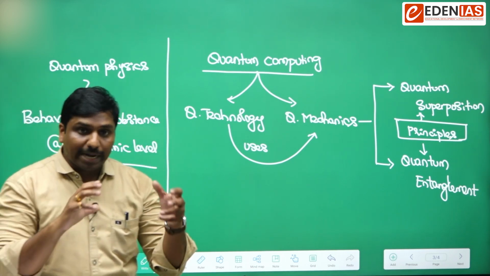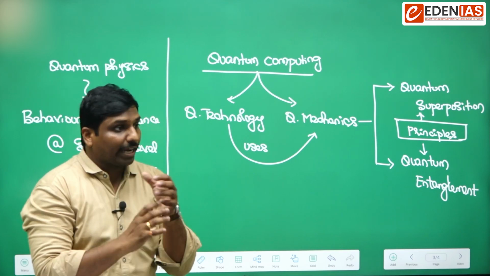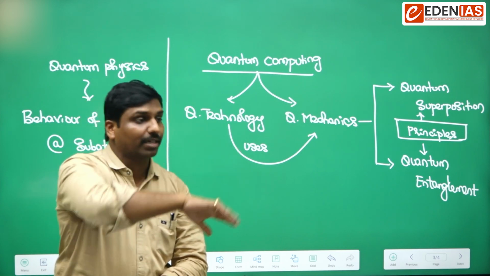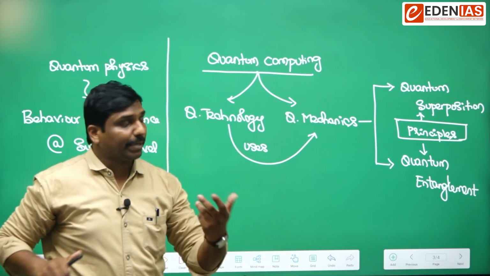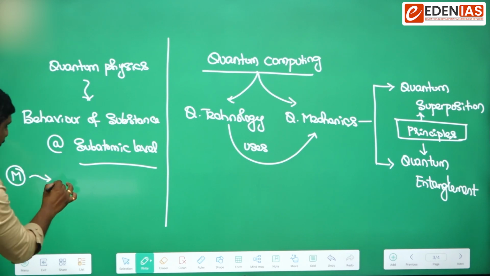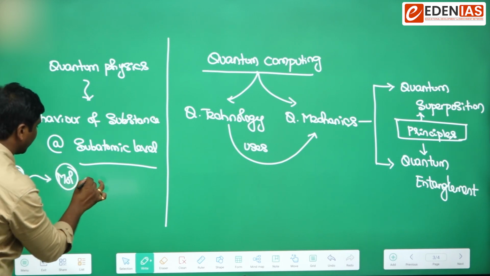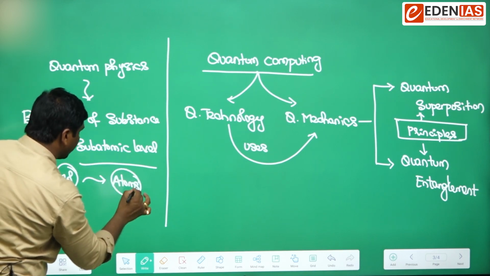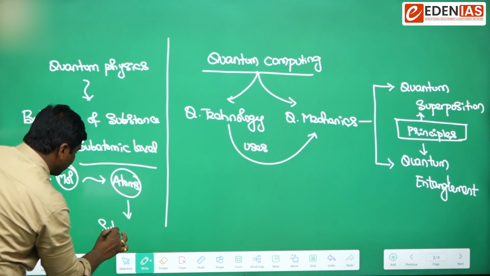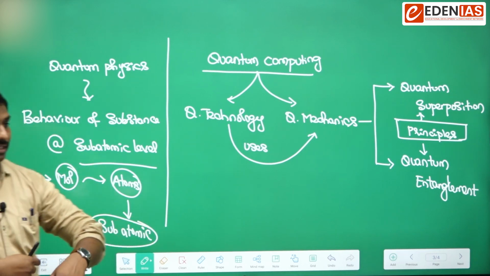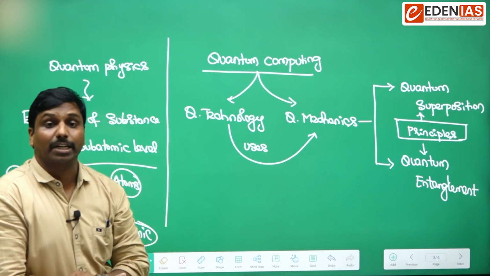That means quantum physics is a branch of physics which tries to study the behavior of a substance at its subatomic levels. That means when you take up any matter, let us say solids, a matter would be made up of various molecules, and these molecules would be further made up of various atoms, and these atoms would be further made up of subatoms or subatomic particles. These subatomic particles would be, for example, electrons, protons, and likewise.